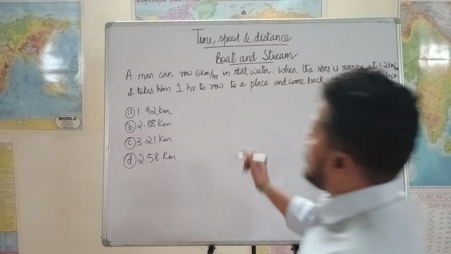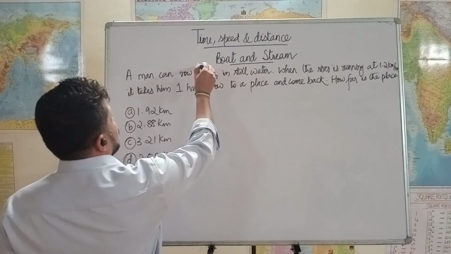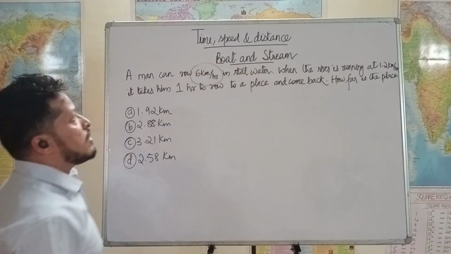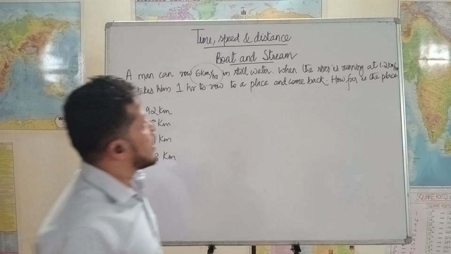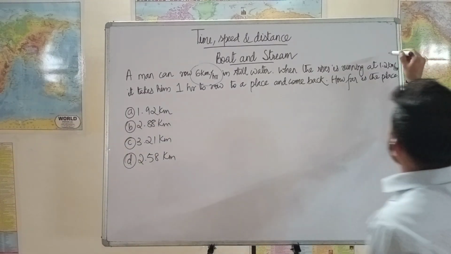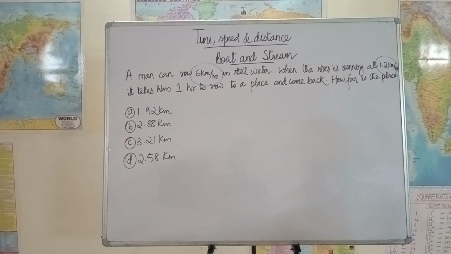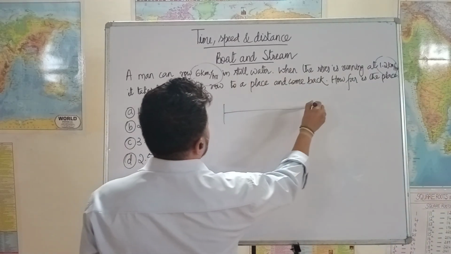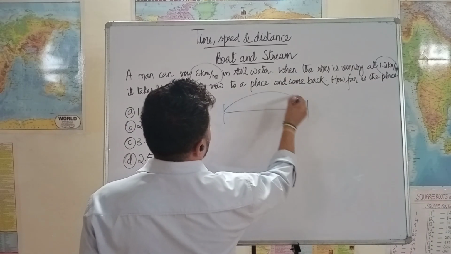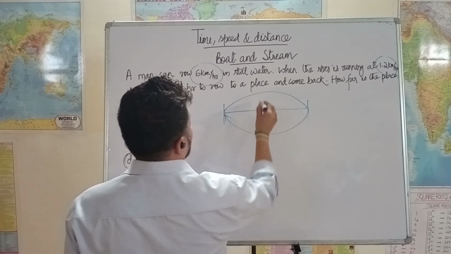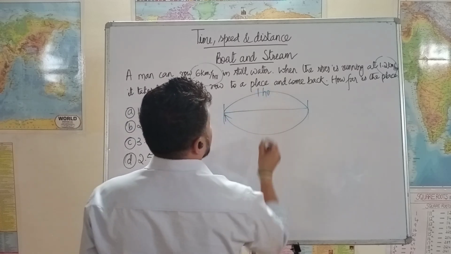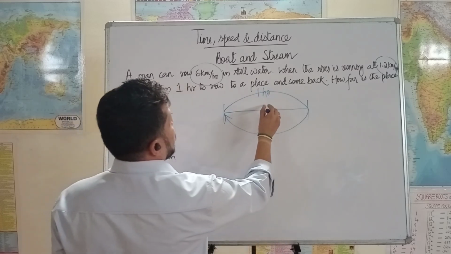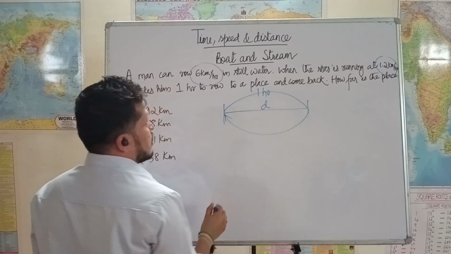See, now we know a man can row 6 km per hour. This will be the x, and when the river is running at 1.2 km per hour, this is y. We have x and y. What we need to find? We need to find the distance. He travels from one place to other. He goes to that place and comes back in 1 hour, and we need to find the distance.